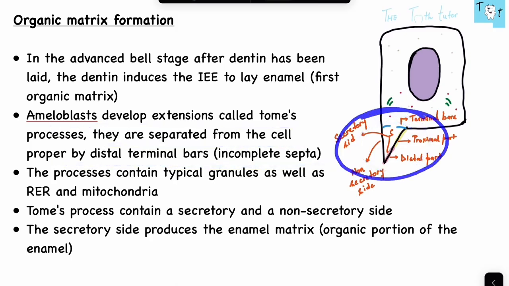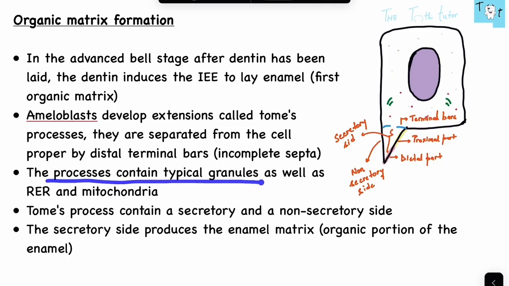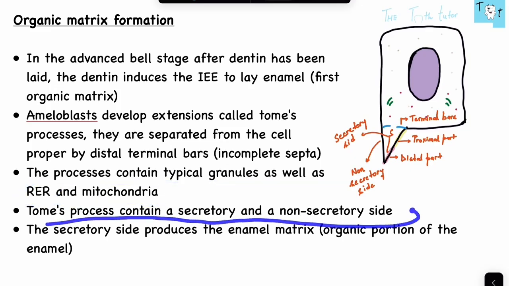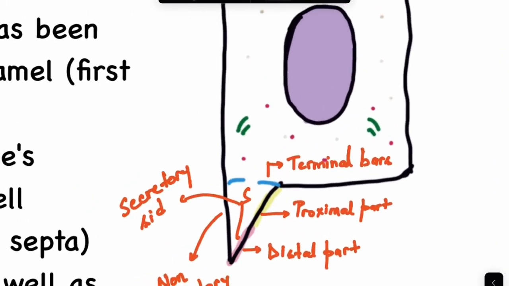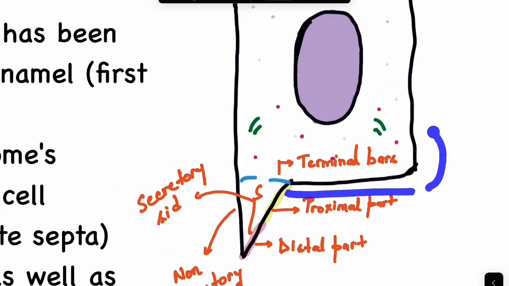So I'll explain to you the structure of the Toombs process. The processes contain secretory granules as well as rough endoplasmic reticulum and mitochondria. The Toombs process contains a secretory and a non-secretory site, and the secretory site produces enamel matrix. So what is happening is, we had this dentine which induced the enamel formation from the inner enamel epithelium. Now this will grow a Toombs process. So let's study the structure of the Toombs process.